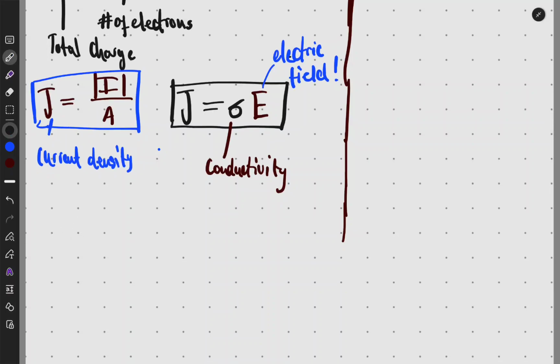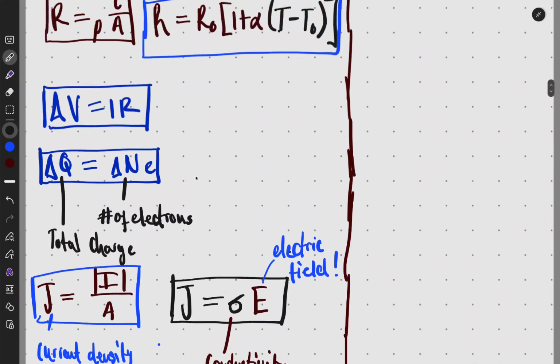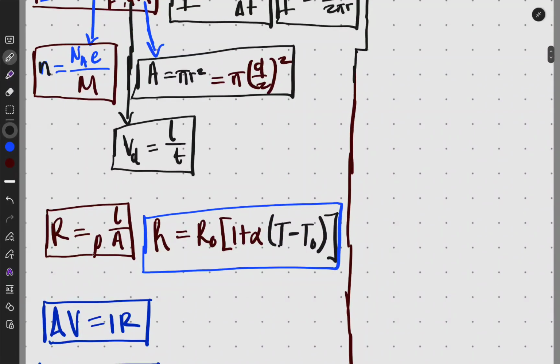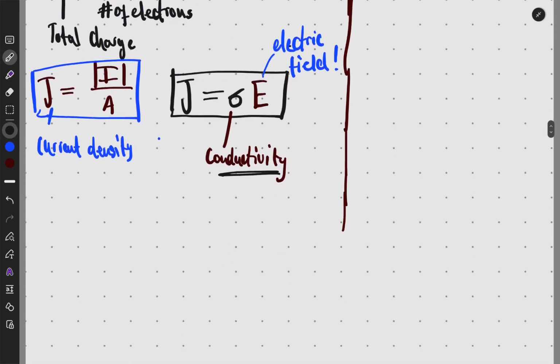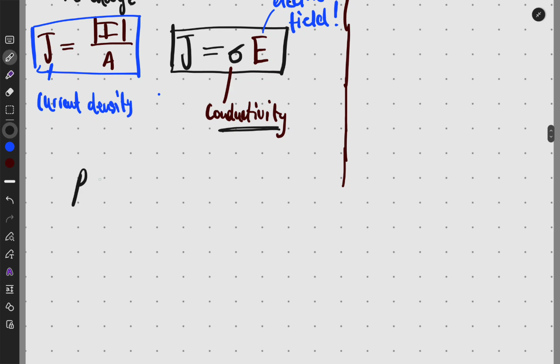Now we are going to have the relationship between this guy called conductivity and resistivity. Remember, this rho was resistivity. And when we come here, we are now going to say that resistivity rho is equal to 1 over conductivity sigma, which also we can say that conductivity sigma is equal to 1 over resistivity.